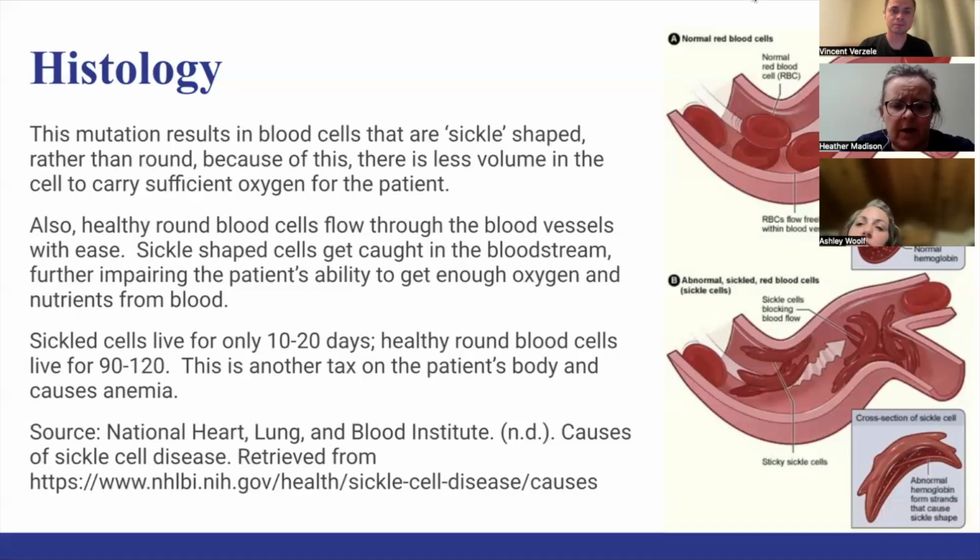And also, as my colleagues mentioned, the sickle cells don't live as long as normal blood cells. These sickle cells only live for like 10 to 20 days, and healthy round blood cells live for 90 to 120 days, meaning that this is another tax on the patient's body and further exacerbates the anemia.